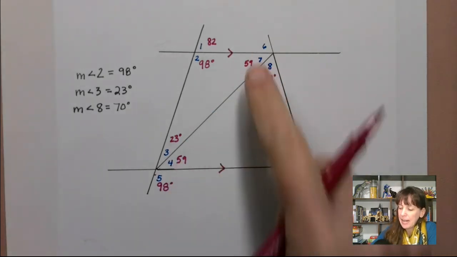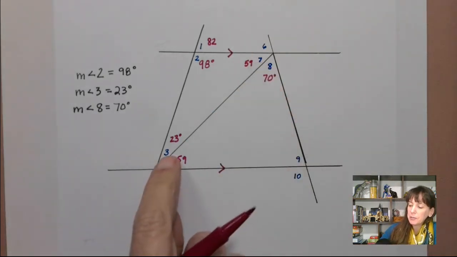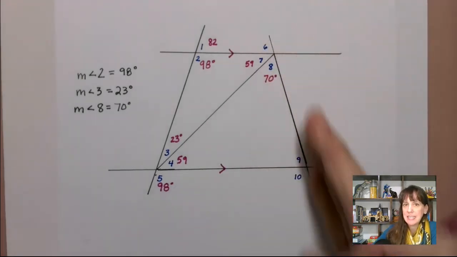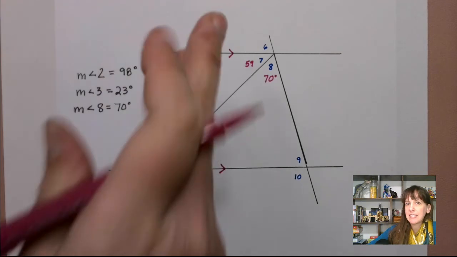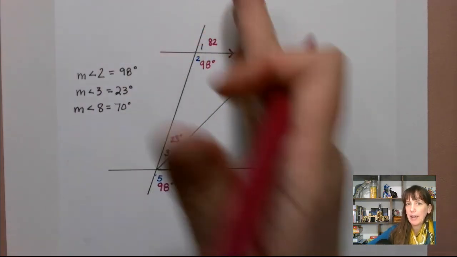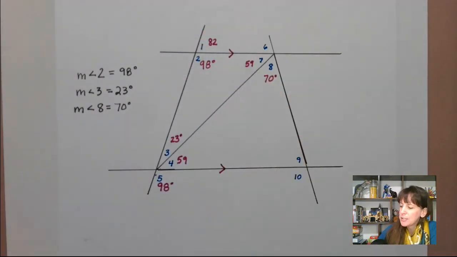Angle 4 and then angle 7. Now, angle 3 and angle 8 don't match up because these lines are not parallel. It would be a different way of cutting those. So that's a very common mistake, and that's why I wanted to point that out.